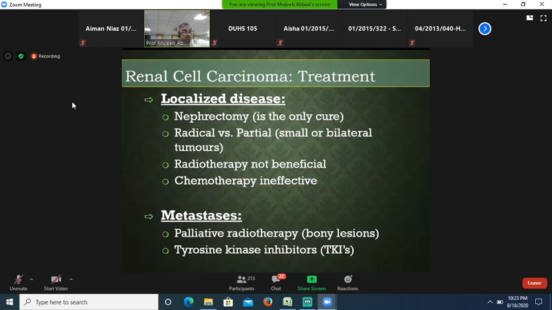Then there is radiotherapy and chemotherapy. Both are ineffective. For metastases, palliative radiotherapy for bone lesions and tyrosine kinase inhibitors are just handouts for helping him out for a few months. But surgery is curative if it is a small lesion. If it has gone beyond repair, then just palliative chemoradiation.